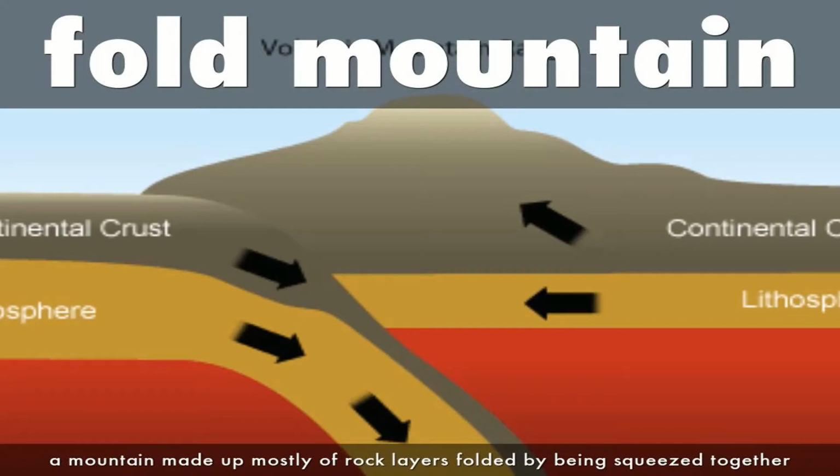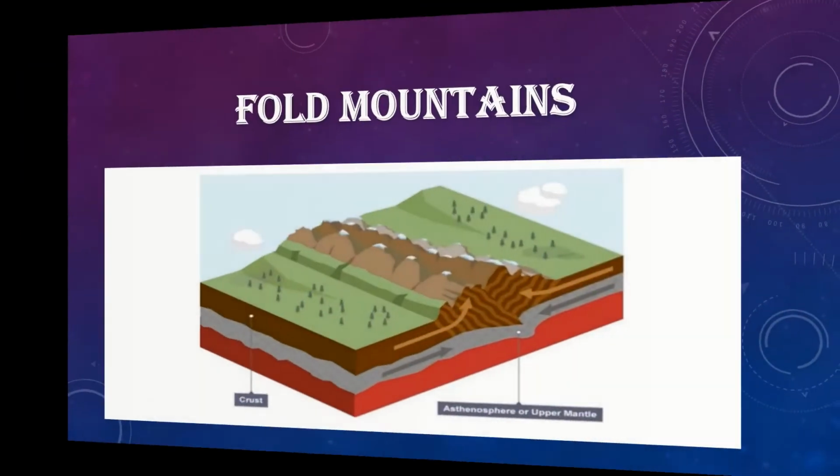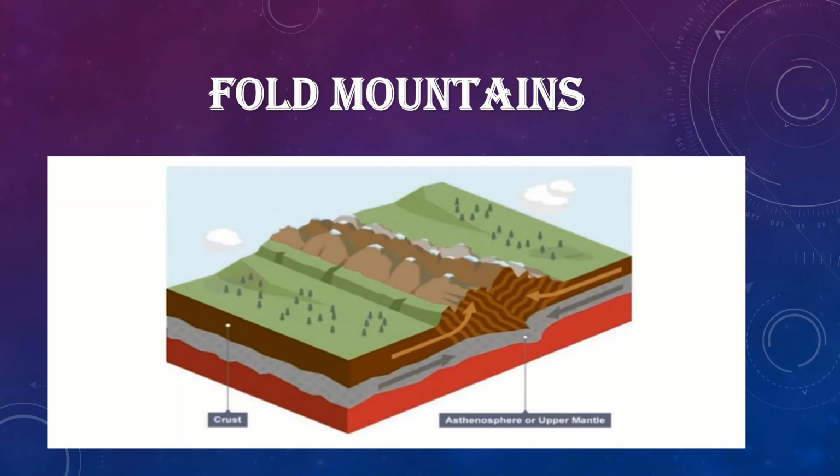Either the collision is between two continental plates or an oceanic and a continental plate. The crust and the rocks get bent and crumpled, and massive layers of Earth's crust get uplifted, forming fold mountains. There are two types of fold mountains: young fold mountains and old fold mountains.